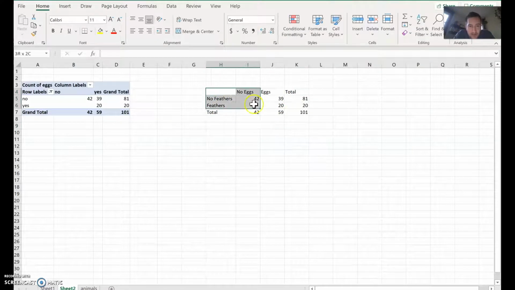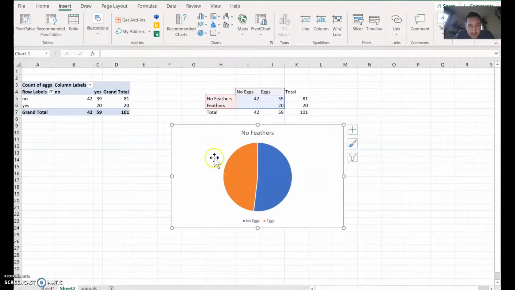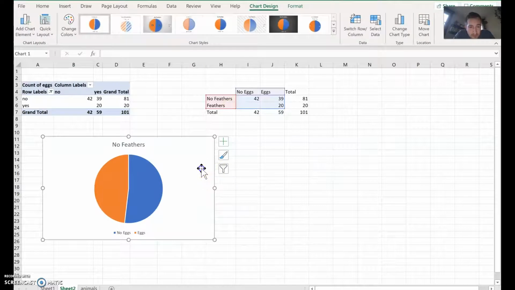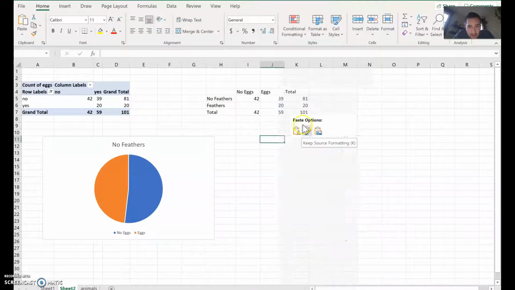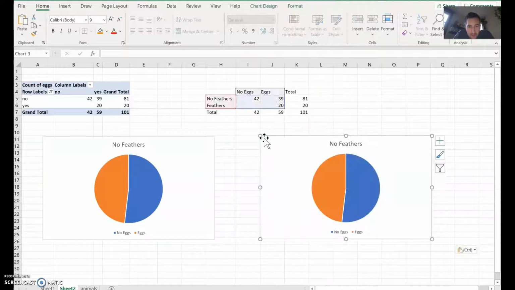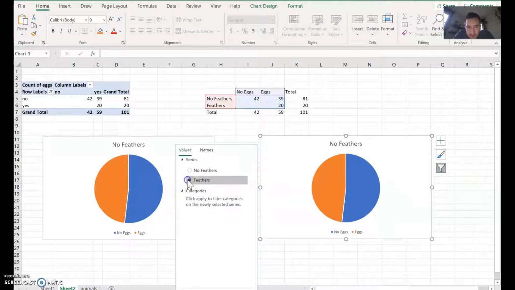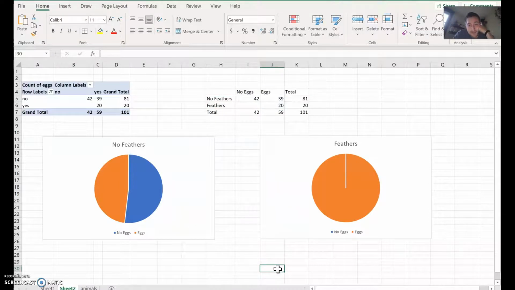So now when I highlight this and I'm ready to do my pie chart, I don't highlight the total. I insert pie chart, and there's my graph for no feathers. I copy, I paste, and then click this and I toggle to feathers. So I don't know if I picked a great one. Let's see if I did. It's kind of interesting. Every animal with feathers lays eggs, which I guess makes sense. But look at this. There are animals with no feathers that also lay eggs, but most don't.